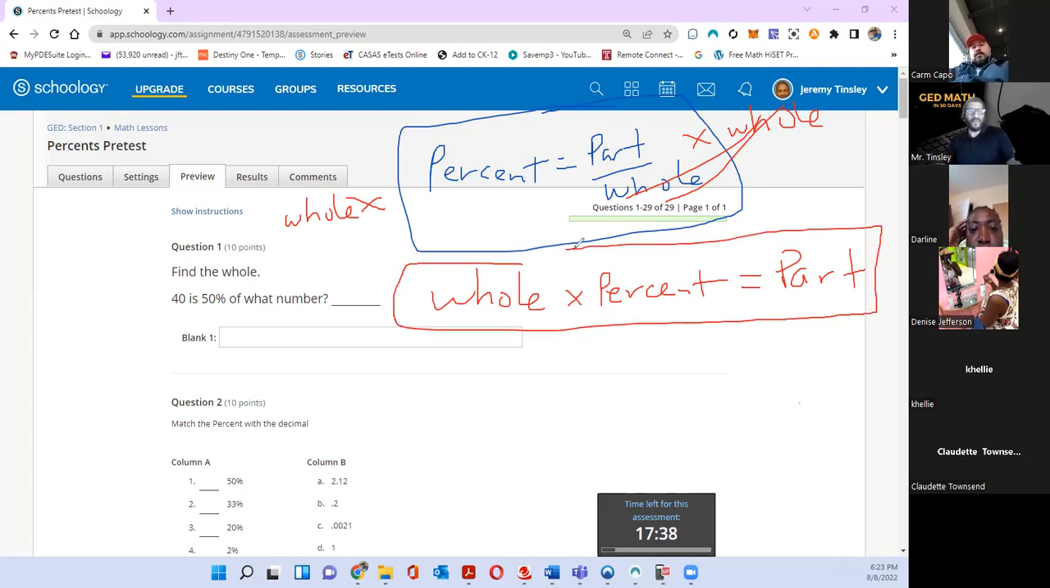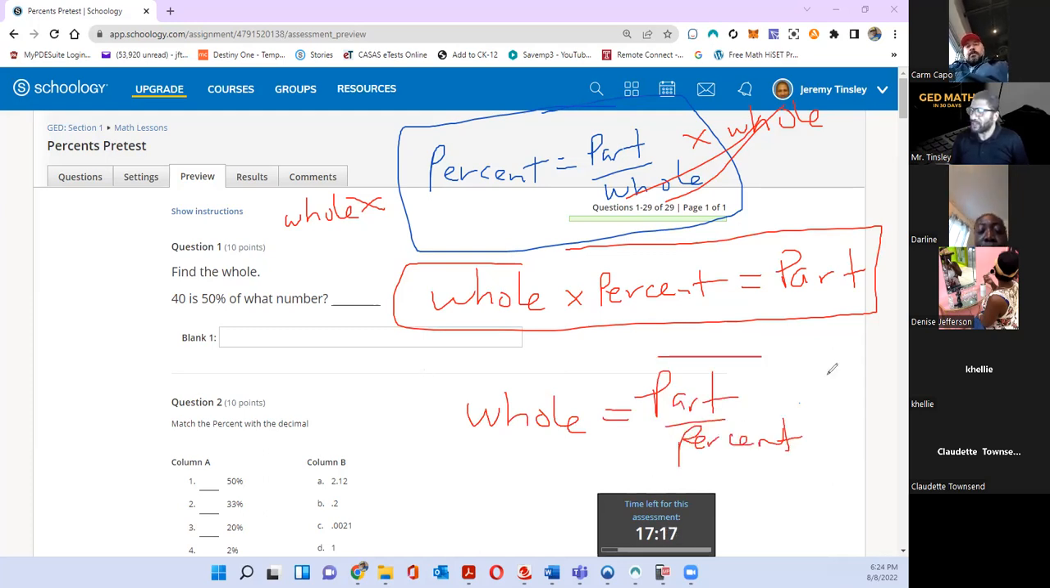Now, the third equation, if I want to solve for whole, times percent, what's the opposite of multiplication? I need to divide by percent. So that if I do the one side, I do the other. So whole times percent divided by percent, you're going to get whole equals part divided by percent. Again, I got a whole section in the ebook.